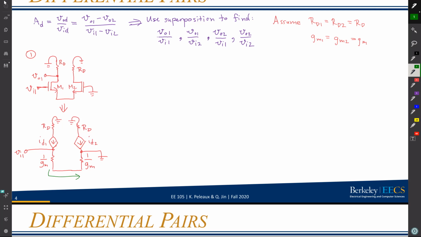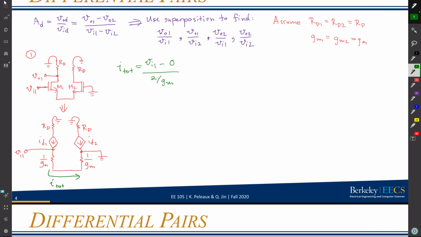This total current, which I'll just call I total, I can find by looking at the voltage drop across these two 1/GM resistors. I can write that as VI1 minus 0, because the gate of M2 is grounded, divided by 2/GM. Right? I just use Ohm's law to figure out what that total current is.